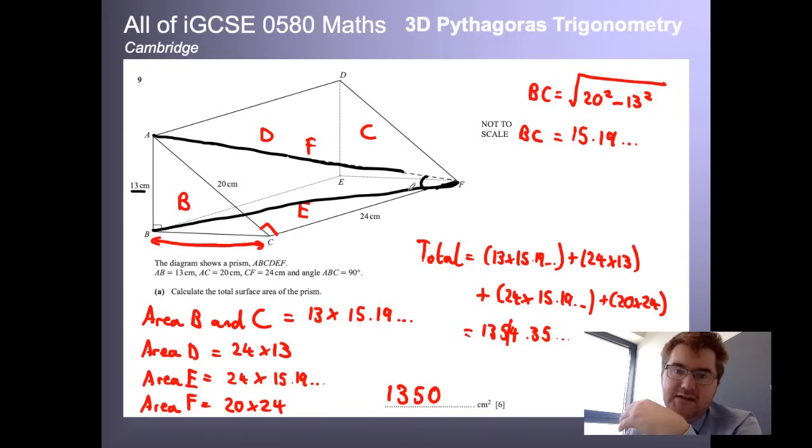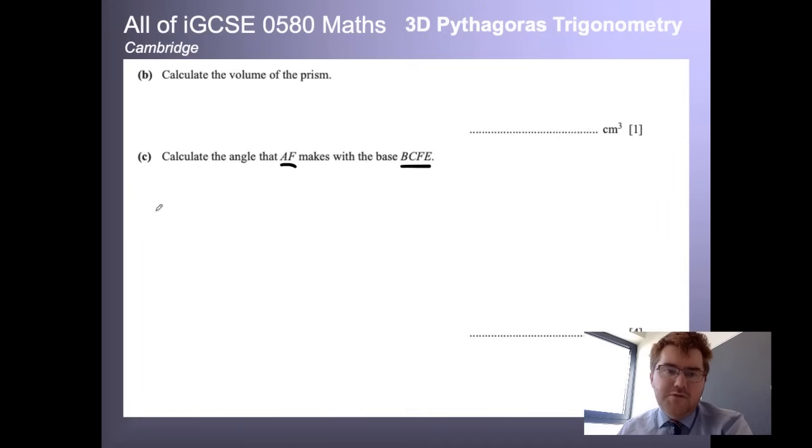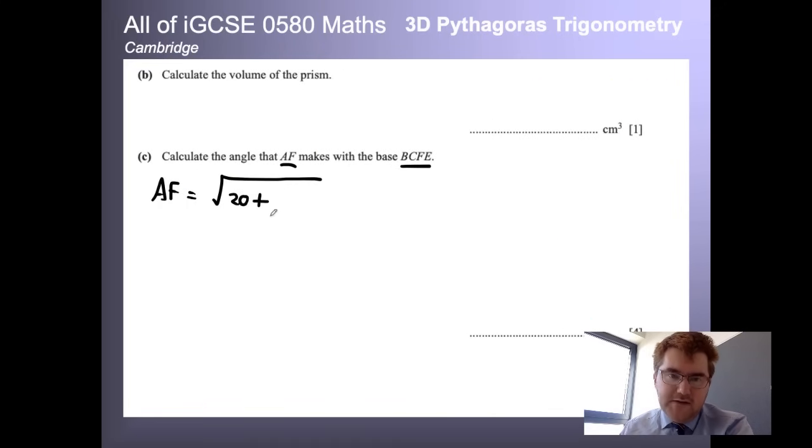We can actually work this out by using this right angle triangle. Again, we like to do this in one simple calculation. So we're going to use Pythagoras using the 20 and the 24. If we want to work out the length of AF, we can do this in a smooth calculation of the square root of 20 squared plus 24 squared, exactly like this.